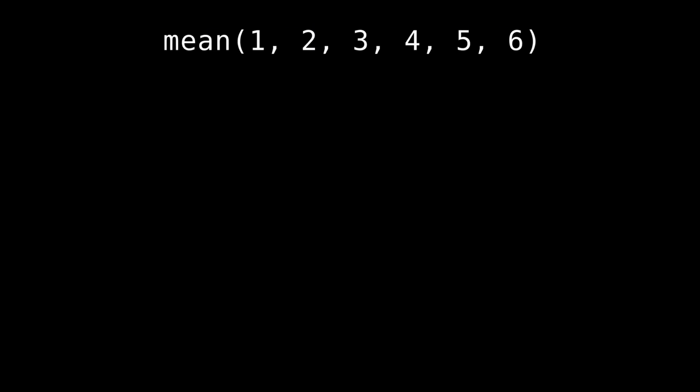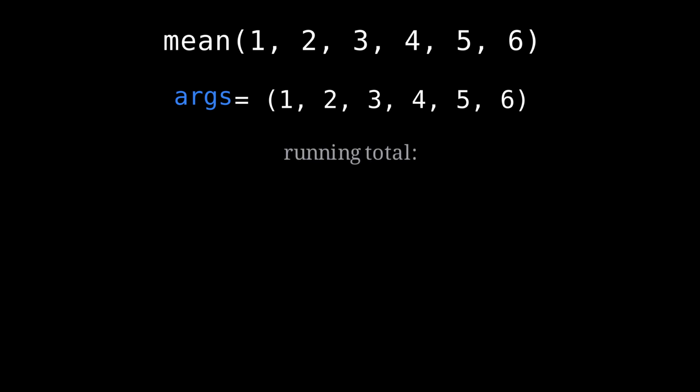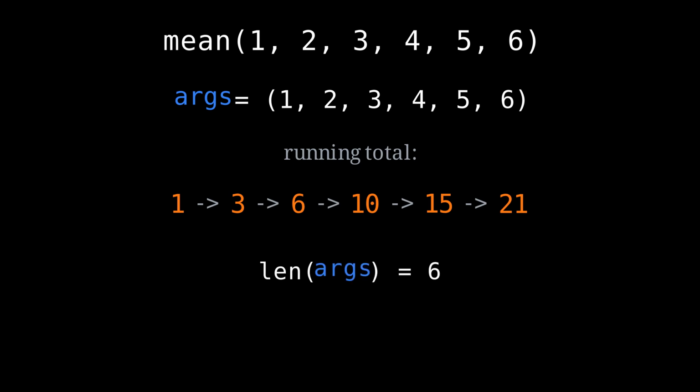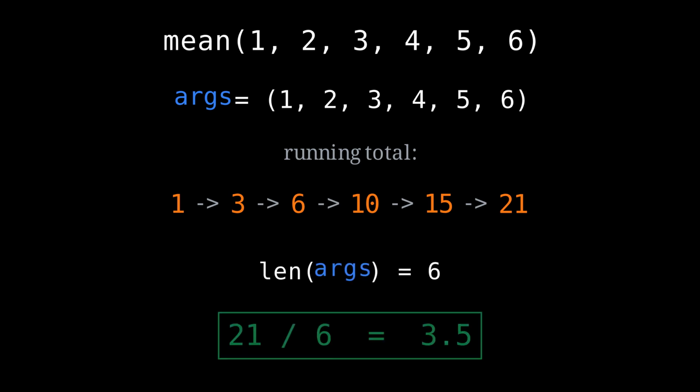Call min with 6 numbers, 1, 2, 3, 4, 5, and 6. Because of the star, args becomes the tuple holding all 6. The loop walks through them and the total climbs: 1, then 3, then 6, then 10, then 15, and finally 21. The length of args is 6, so the function returns 21 divided by 6, which is 3.5. 6 separate arguments gathered into one tuple, averaged in a single line.